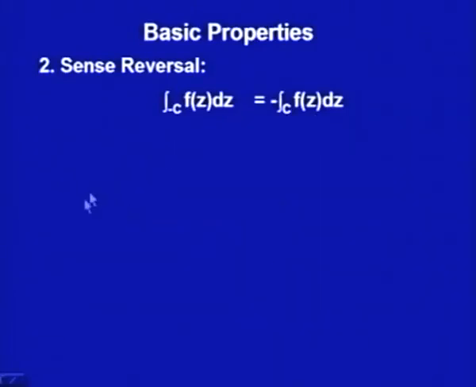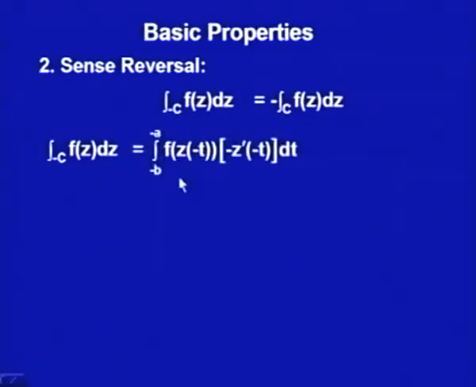Again we can prove it using our definition. We want the contour integral on the contour minus C of f(z) dz, that means the orientation has been changed. If z equals z(t) is the equation of the contour C, then t is increasing from a to b. If instead of t we take minus t, we could define my curve minus C. So, we just take z of minus t, that is, the contour orientation is being changed, taking minus t instead of t.